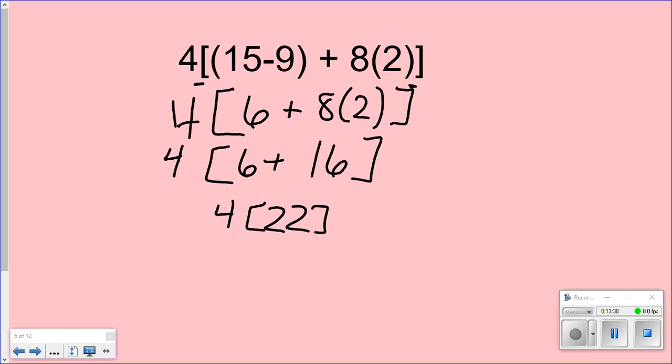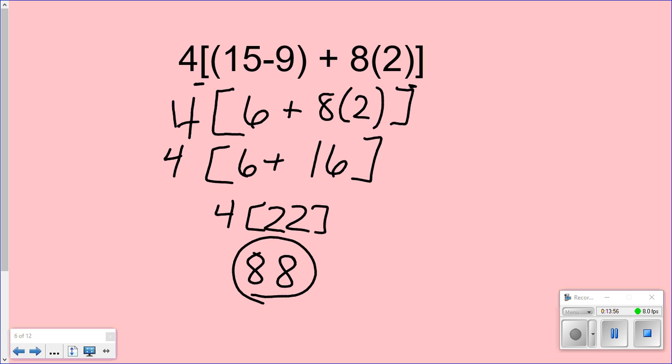Do you understand why it's multiplication? It's like another set of parentheses. So it'll be 22 times 4, 88. So everything in your brackets has to be done first, according to Please Excuse My Dear Aunt Sally, and then you can do whatever's on the outside of those brackets.